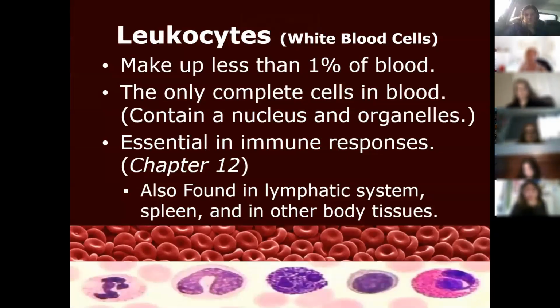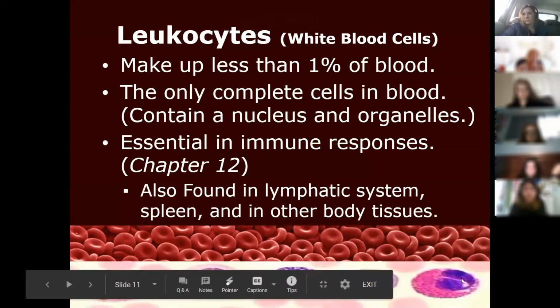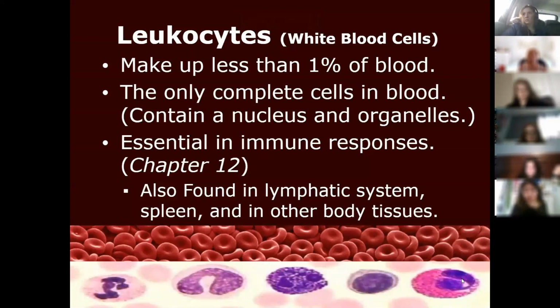Okay, leuk meaning white, site cell. So leukocytes, and here are examples of 5 leukocytes at the bottom. They make up less than 1% of our blood. Normally we would do a microscope lab, we'd look at each of these under the microscope and you'd try to identify them.